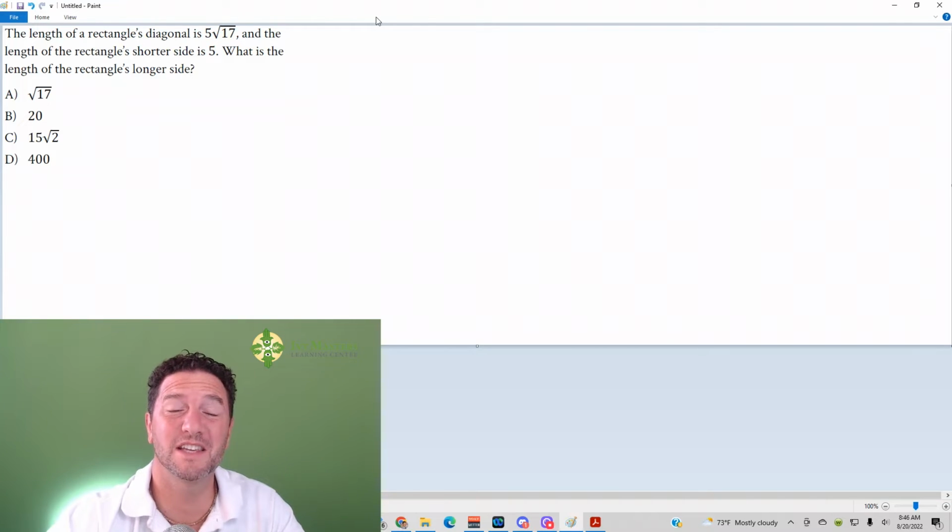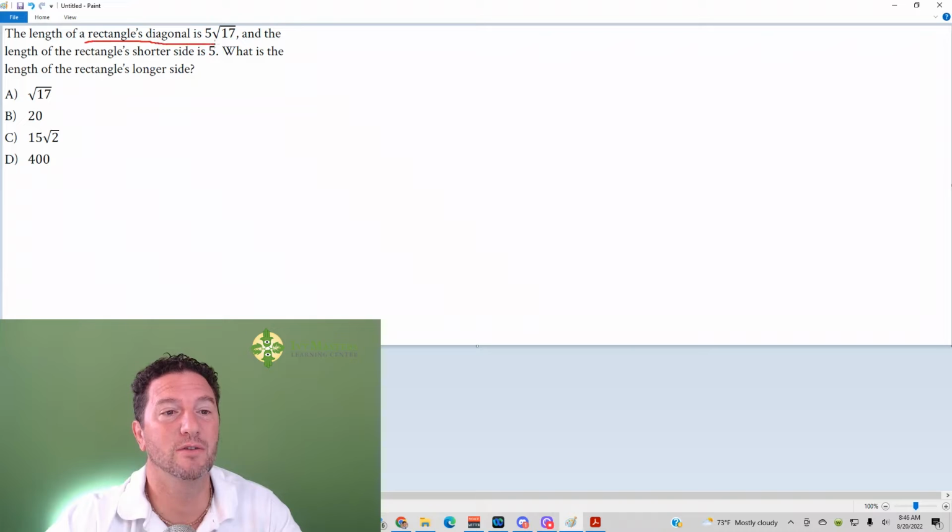And today we're going to look at the 17th question from this newly released digital SAT sample questions. 17 reads, the length of a rectangle's diagonal is 5 root 17, and the length of the rectangle's shorter side is 5. What is the length of the rectangle's longer side?